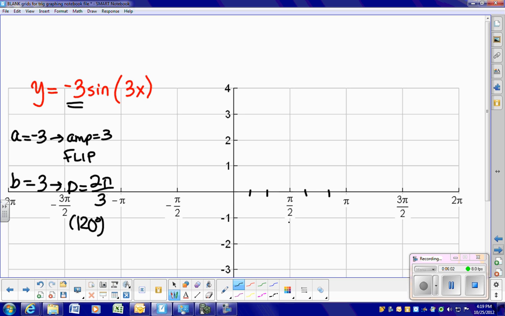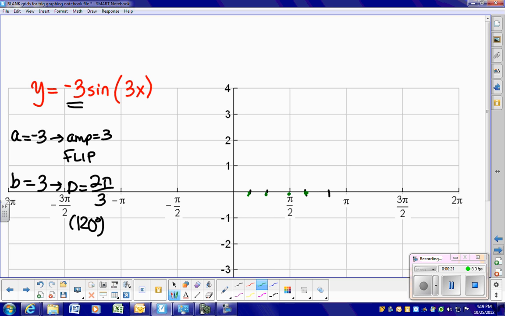Pi over 2 is 90. So if I cut this into 1, 2, 3 parts, each of those little tick marks that I inserted is worth 30 degrees. So if you think about it, this is 30, this is... you seeing that when I put a little dot there? 30, 60, 90, 120.